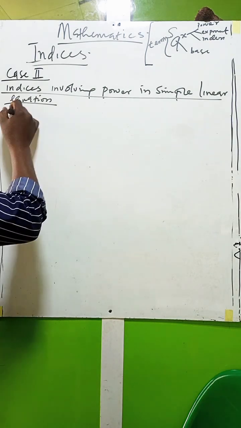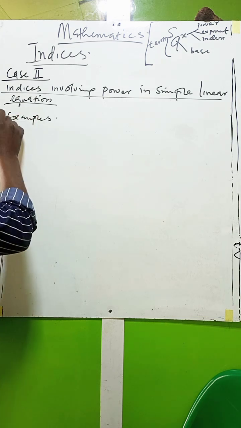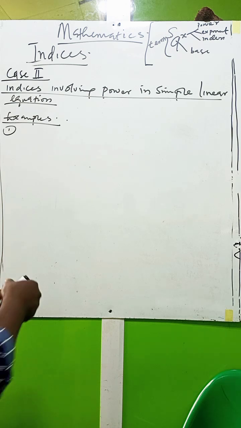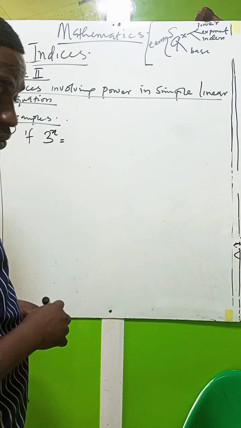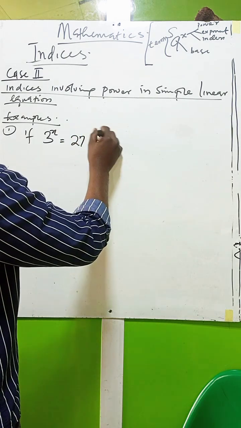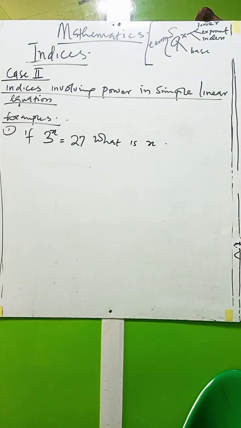Let's use some examples. Number one. If 3 raised to power x equals 27, what is x? Now, solution.